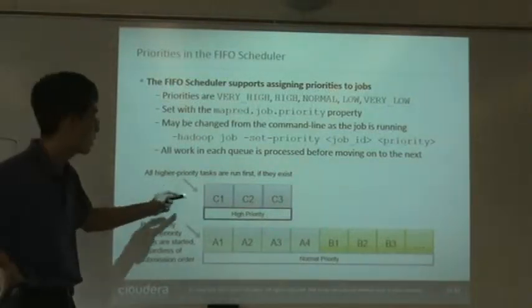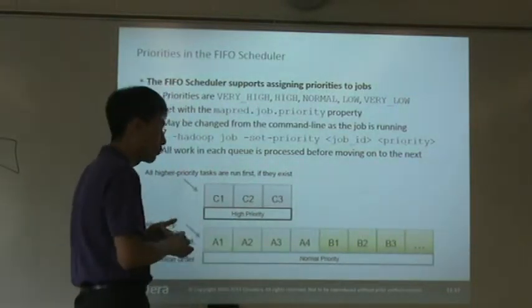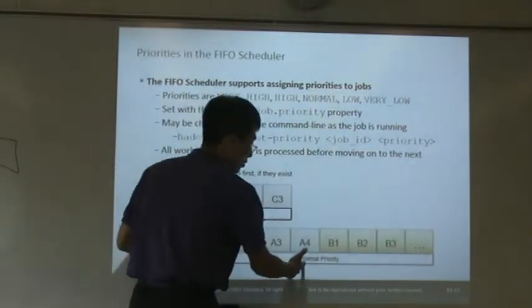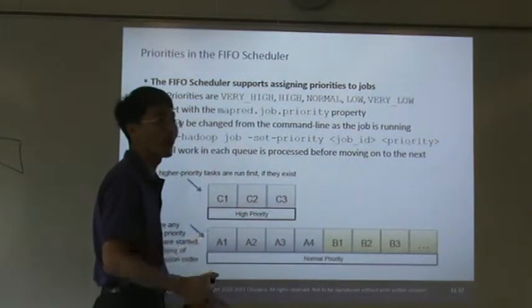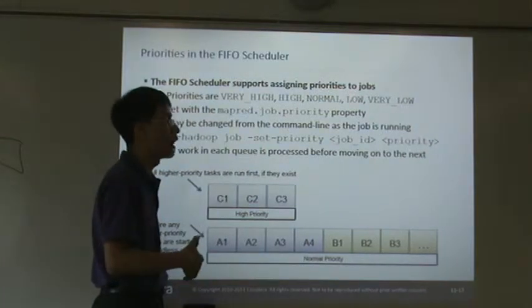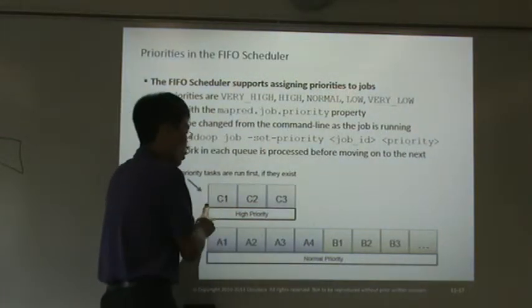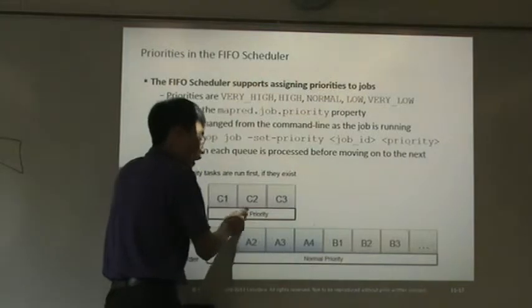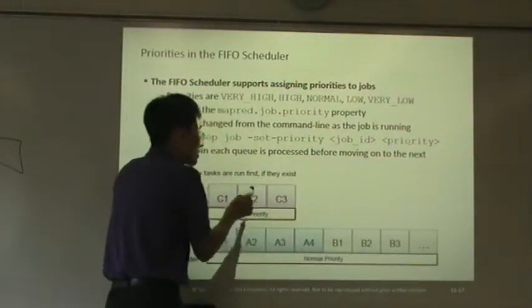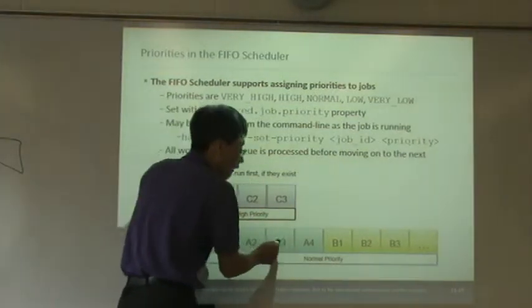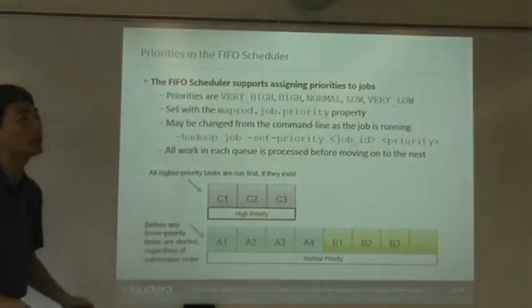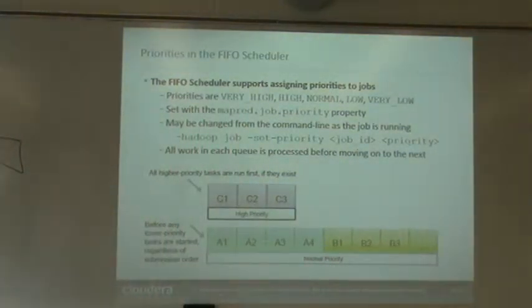So first, when we submit the job, the default is normal priority, which means it will be based on the arrival time, the submitted time. However, in case there exists a higher priority, that one will be selected and completed, followed by the other normal priority jobs. Okay?